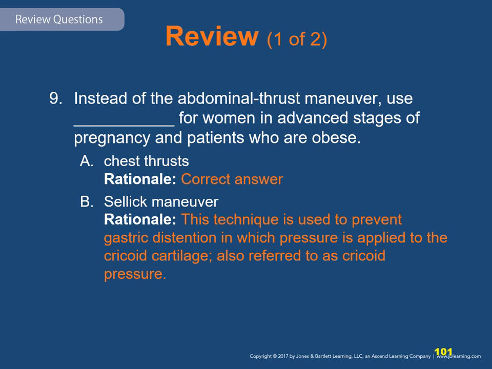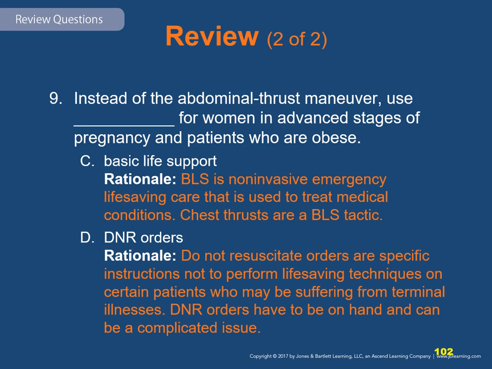The rationale for B. This technique is used to prevent gastric distension, in which pressure is applied to the cricoid cartilage, also referred to as cricoid pressure. Rationale for C. BLS is non-invasive emergency life-saving care that is used to treat medical conditions. Chest thrusts are a BLS tactic. DNR orders. Rationale. Do not resuscitate orders are specific instructions not to perform life-saving techniques on certain patients who may be suffering from terminal illnesses. DNR orders have to be on hand and can be complicated issues.